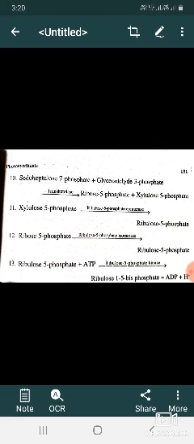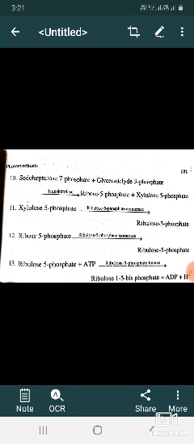First one is NADP glyceraldehyde 3 phosphate dehydrogenase. Fructose 1,6 biphosphate phosphatase, sedoheptulose.